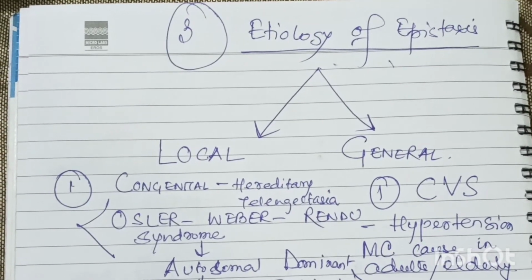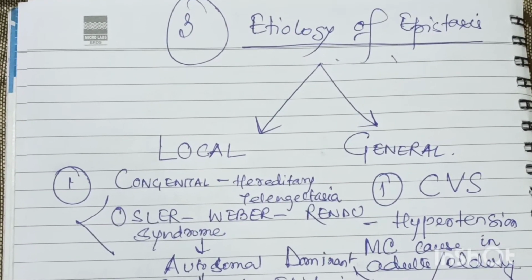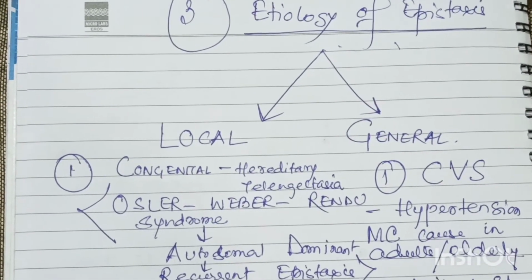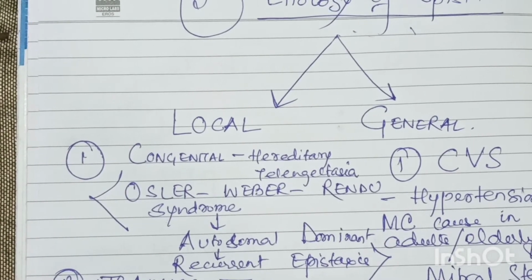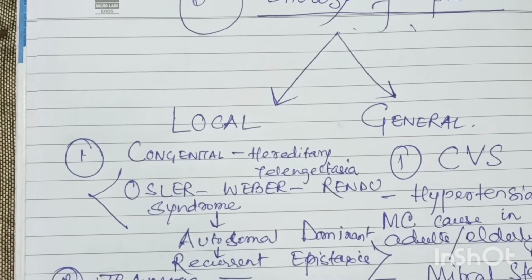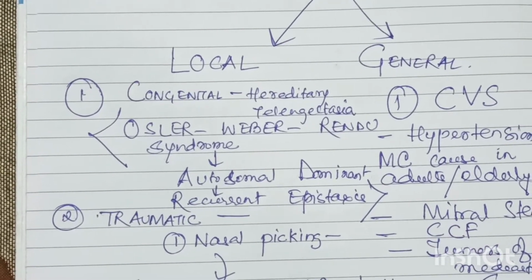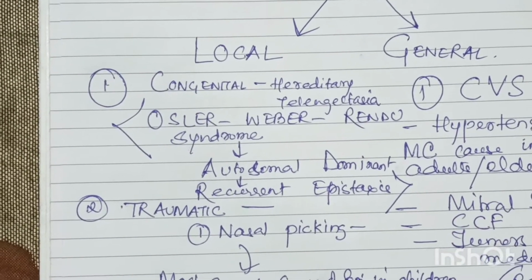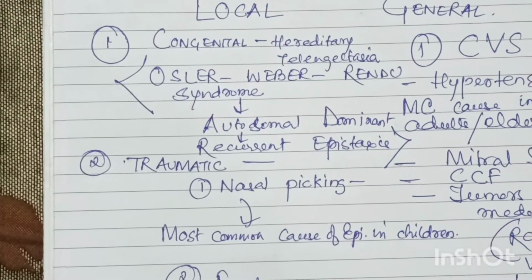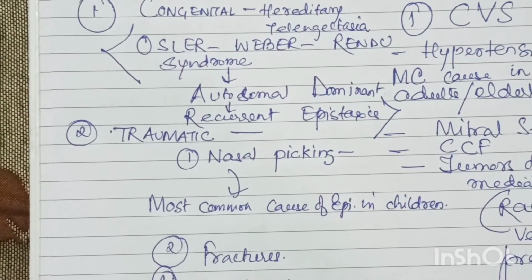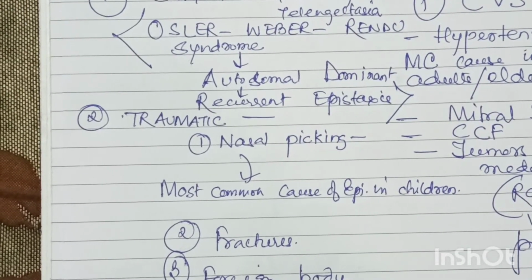What is the etiology of epistaxis? It can be divided into local and general causes. Let us discuss the local causes first. Congenital: hereditary hemorrhagic telangiectasia, also known as Osler-Weber-Rendu syndrome. It is autosomal dominant and leads to recurrent epistaxis. The second one is traumatic cause. The most common one is nasal picking seen in children. It is the most common cause of epistaxis in children.